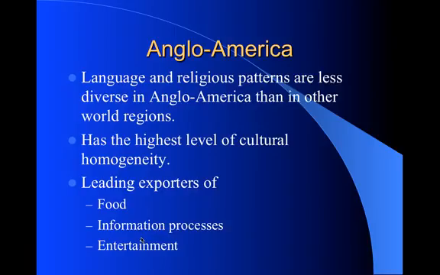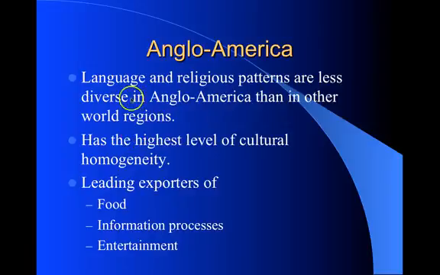So you're looking at Anglo-America. The language and religious patterns are less diverse in Anglo-America than any other world regions. English primarily is the one that's spoken. Protestant. You don't have the European areas where there's a lot of diversity of languages and a lot of diversity of religions. In Anglo-America, that's the United States and Canada, you don't see a lot of differences. We have basically 2 languages that are spoken, and we basically have 2 religions, and that's it. And they're not in conflict.